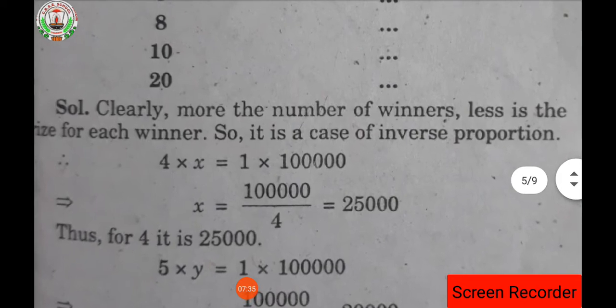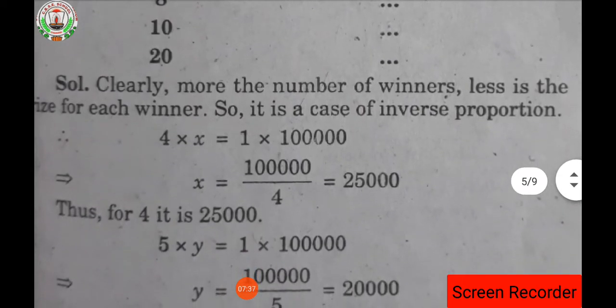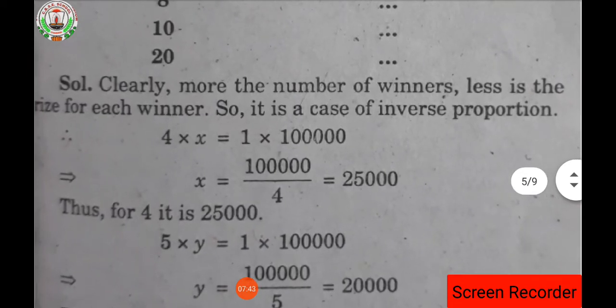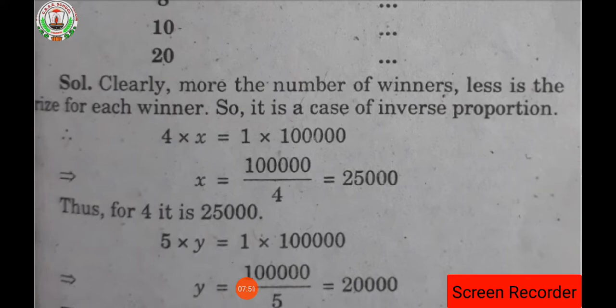In question number 2, clearly the more the number of winners, the less the prize for each winner, isn't it? So in this case inverse proportion is happening. So what we have to do? 4 into x is equal to 1 into 1 lakh. So that will give the value of x. x is equal to 1 lakh divided by 4, that will be 25,000. So for 4 winners, each winner will get 25,000.